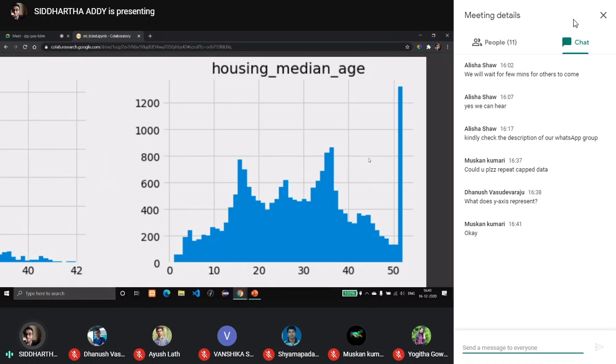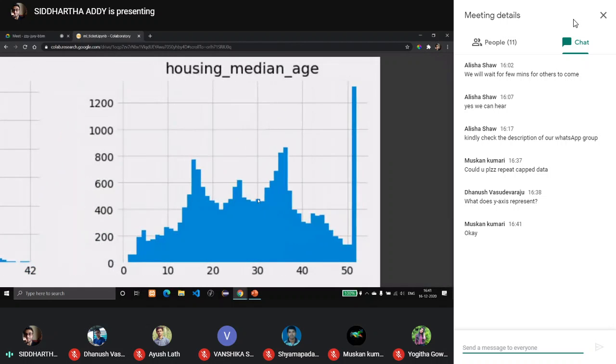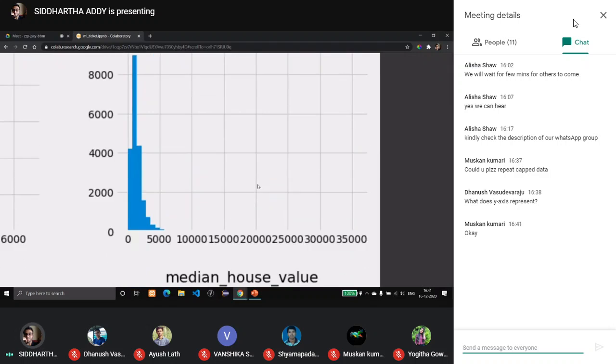What does the y-axis represent? The y-axis represents the number of instances, as simple as that. So it says at the age of 50 it has over 1200 instances. At the age of about 20, there are about 500 people. So these are the numbers. The y-axis just represents the number of instances we have.